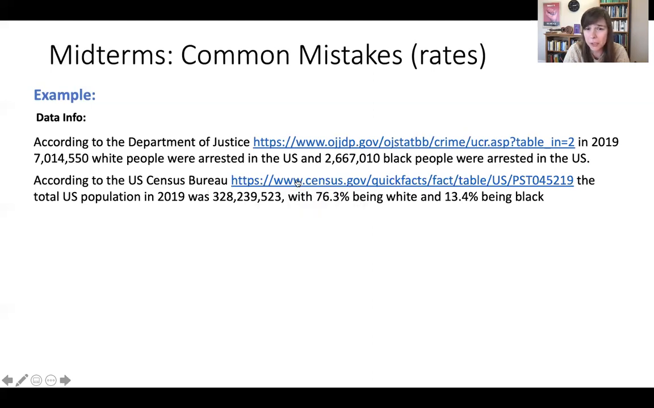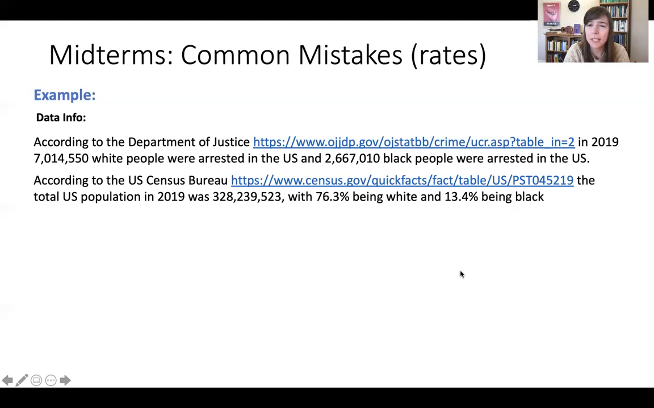And according to the US Census Bureau, at this website, it gave the total US population, which was about 328 million. And it didn't break down the total number of white and black people in the US in 2019. But it did give percents, and it said, okay, 76.3% of the total population was white, and 13.4% of the total population was black.